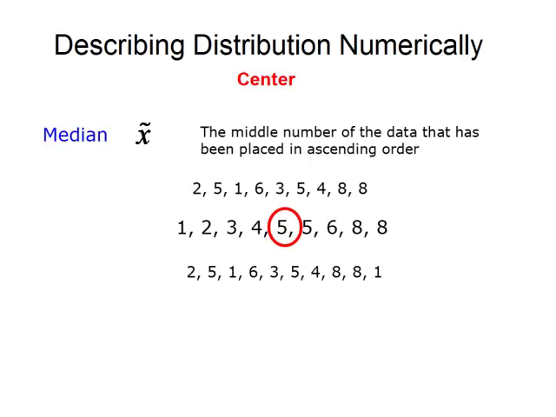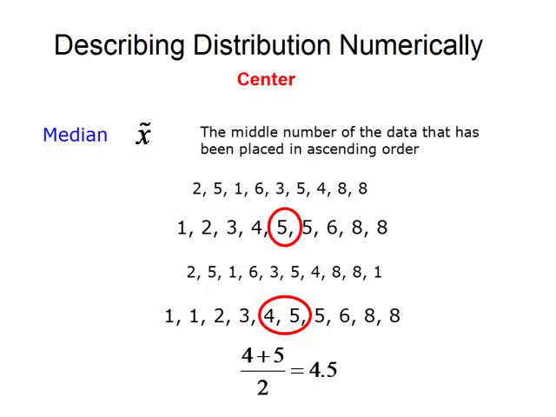However, if we have an even number of data, and after putting it in ascending order, you'll notice we have 2 middle numbers. So to determine the median, what we need to do is find the average of these 2 numbers. So we're going to add them up, divide by 2, and we get 4.5 as the median.